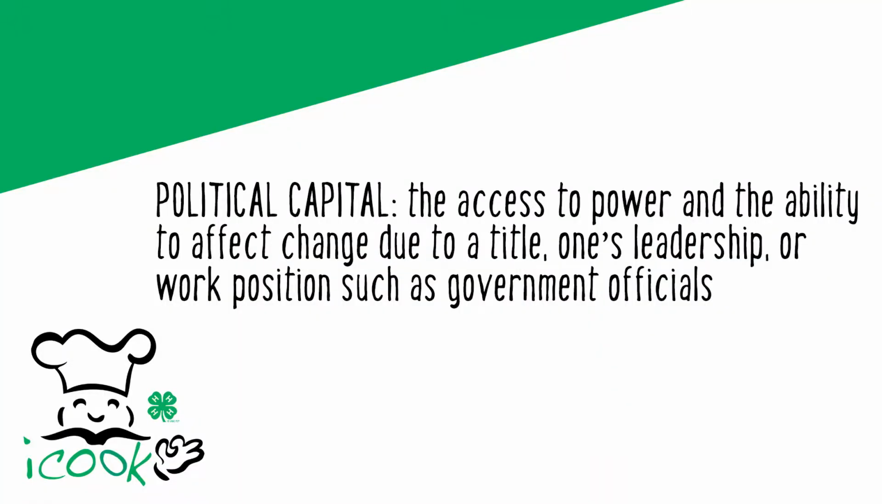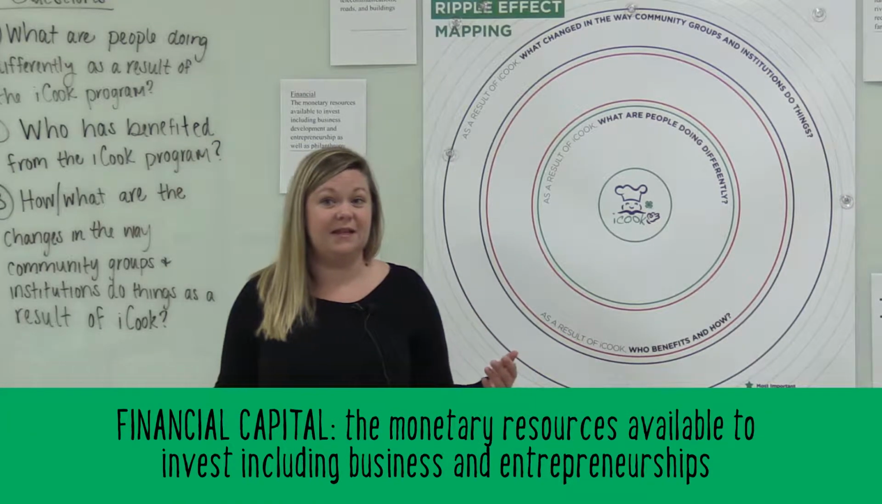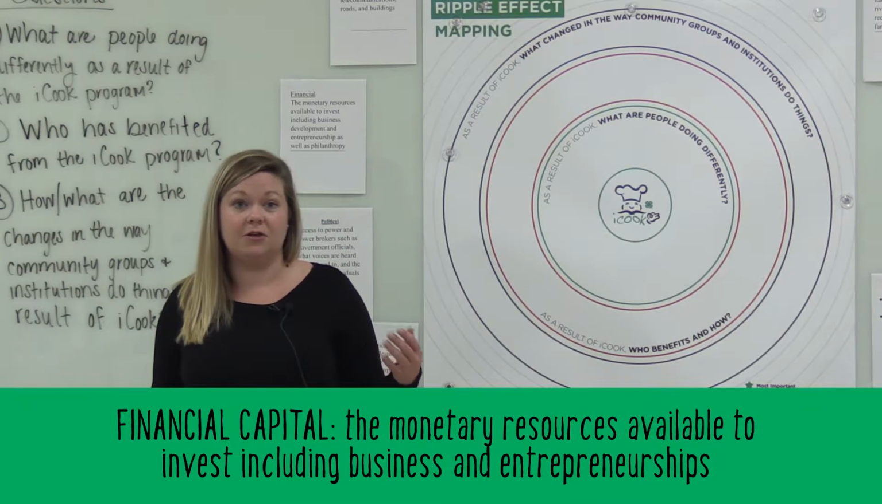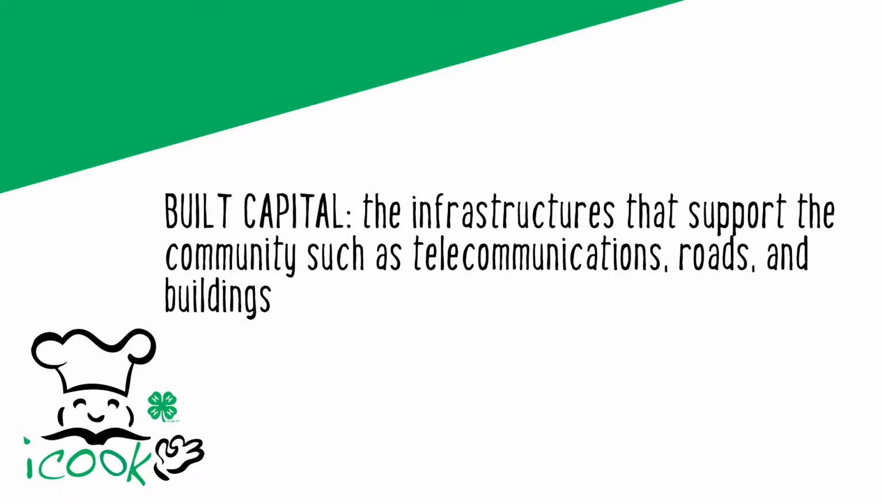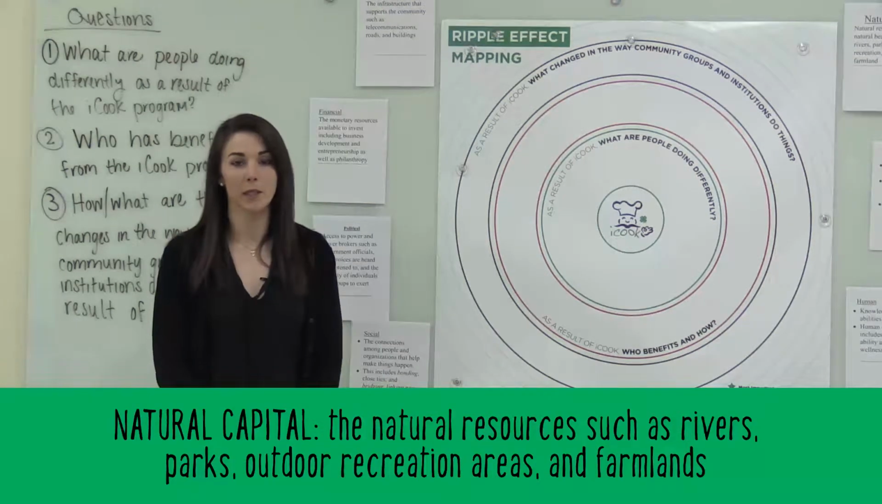Political capital is the access to power and the ability to affect change due to a title, one's leadership, or work position, such as government officials. Financial capital is the monetary resources available to invest in. This can include businesses and entrepreneurships. Built capital are the infrastructures that support the community, such as telecommunications, roads, and buildings. Natural capital is the natural resources such as rivers, parks, outdoor recreation centers, and farmlands.